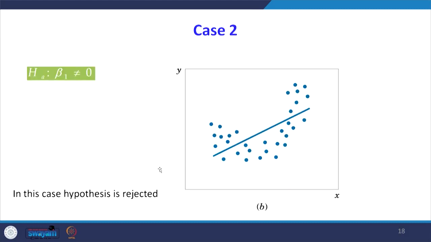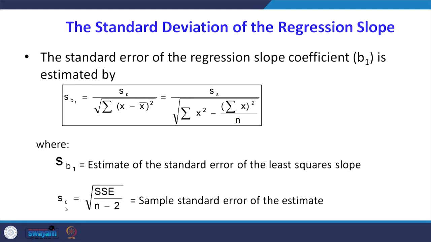Now, what is happening when beta 1 is not equal to 0? You see for this kind of data set, there is some relation between x and y. So, in this case the hypothesis is rejected. So, we are saying beta 1 not equal to 0.